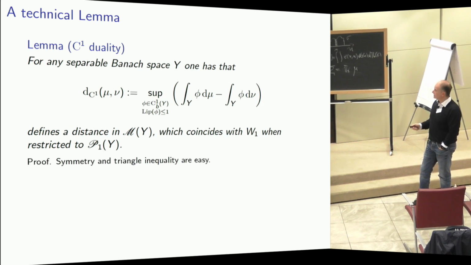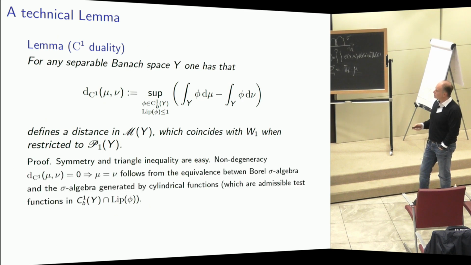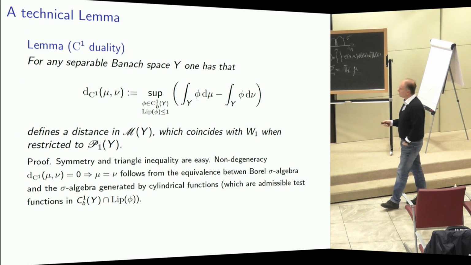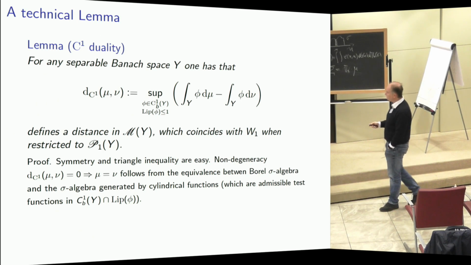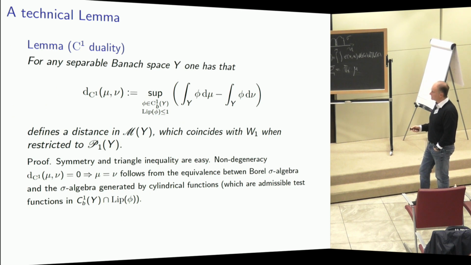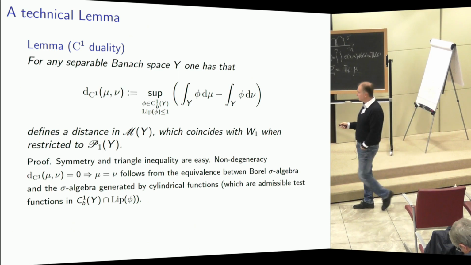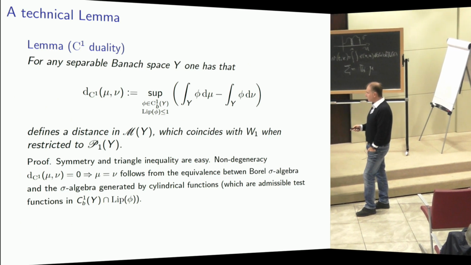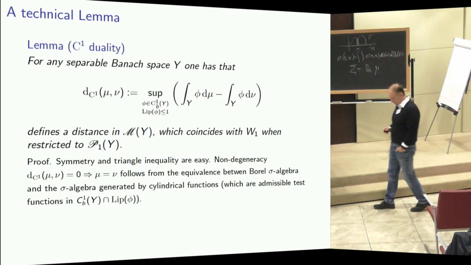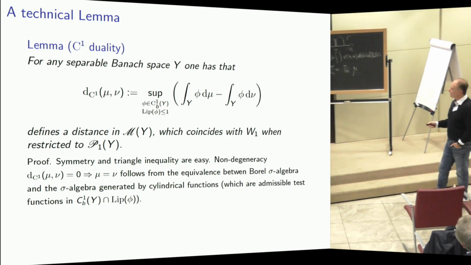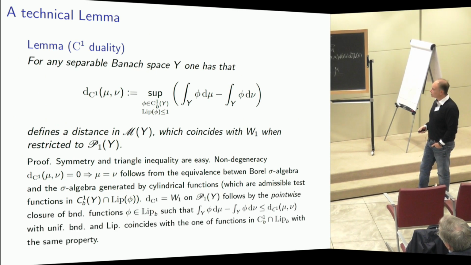The proof of this is more or less as follows. The symmetry and triangle inequality are easy. The non-degeneracy of this distance, which tells you that if the distance between two measures is 0, then the two measures need to be equal, follows from the equivalence between the Borel sigma algebra and the sigma algebra generated by cylindrical functions, which are actually admissible by rescaling, kind of admissible competitors within this supremum.